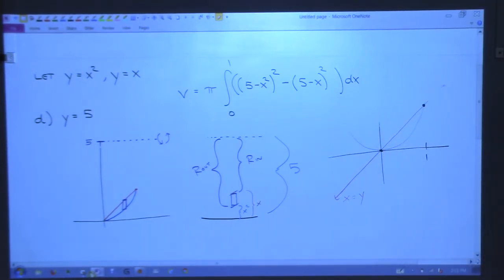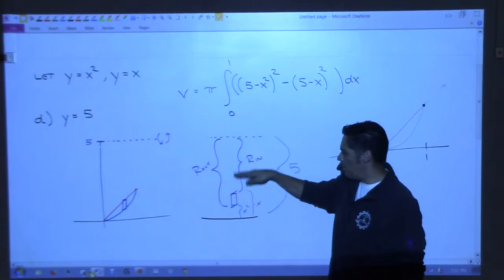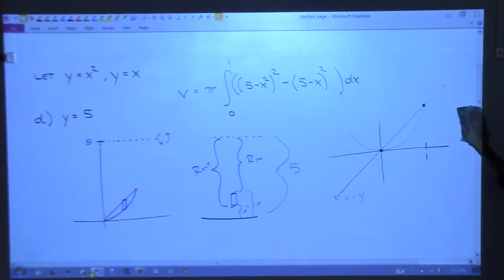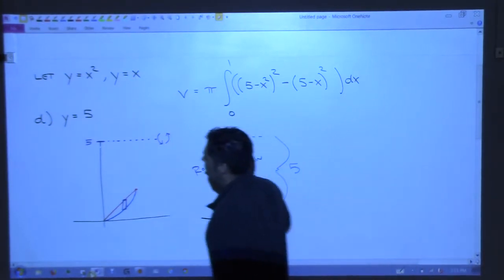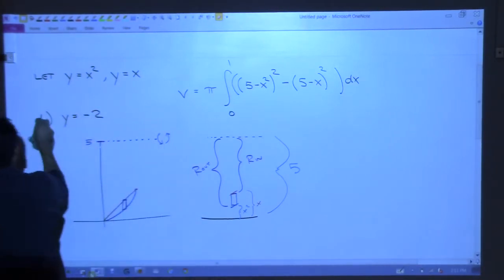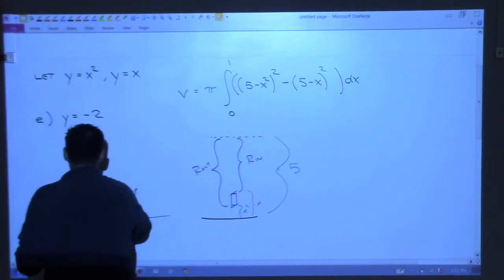What do y'all think? Does the picture help? Yes. Picture help you see it? Out, in, r out, r in? Yeah. Okay, let's do the last part, part E. And we're rotating around y equals what? Negative 2. So, yeah, I'm going to start a whole new picture.